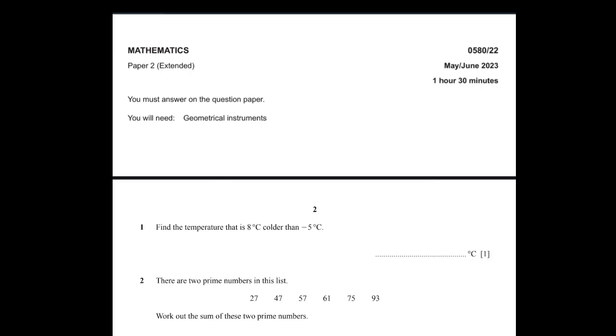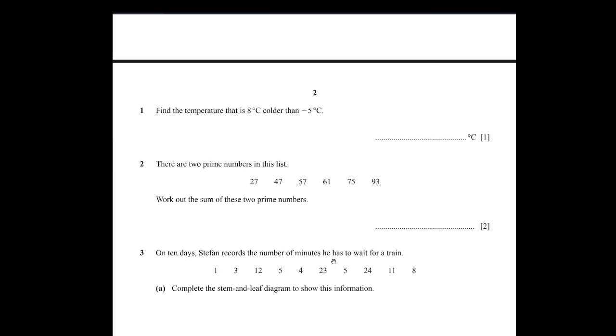So question number 1, find the temperature that is 8 degrees colder than minus 5 degrees Celsius. So it is colder than something, you have to do subtraction from the given temperature. So the given temperature is minus 5. From this again you do minus 8. So what is the answer? Minus 5 minus 8 is minus 13. So minus 13 degrees is the answer.